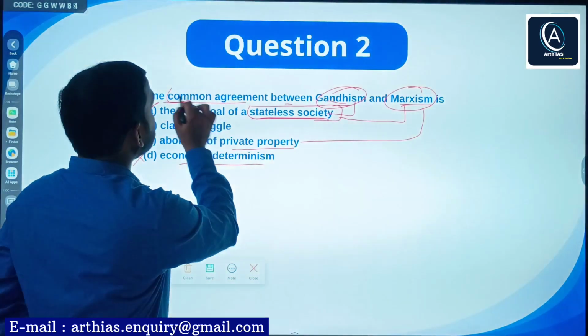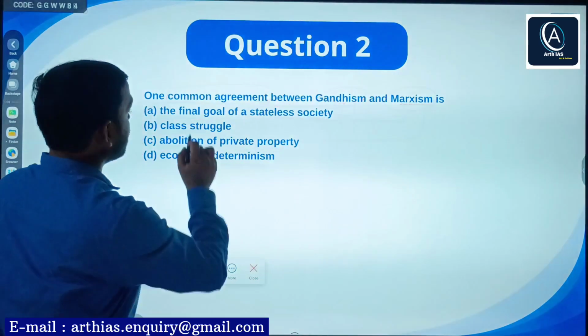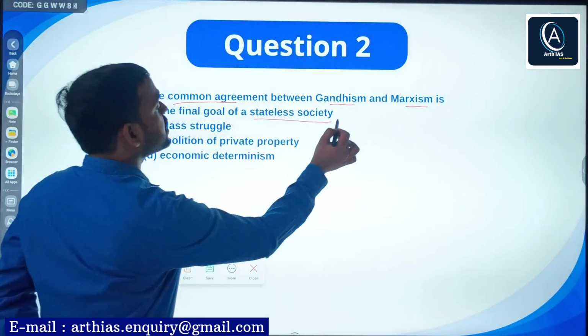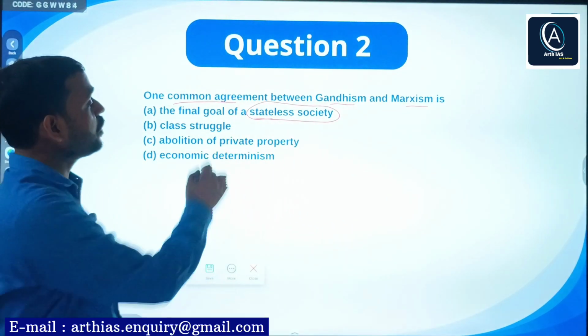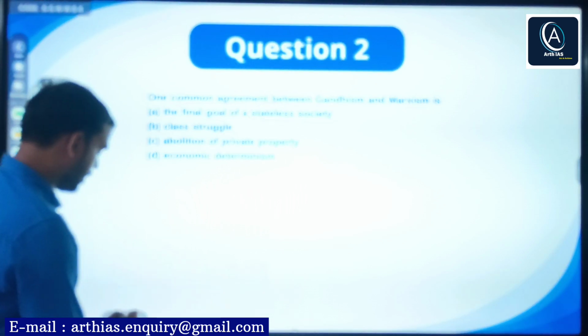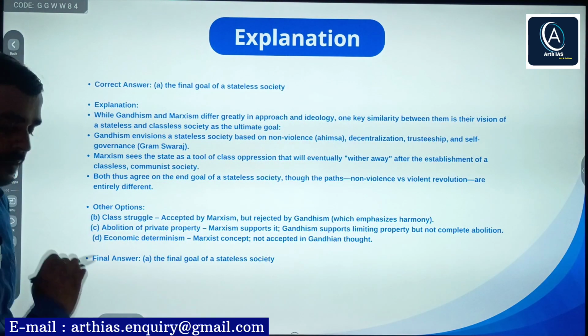Means the common agreement between Gandhism and Marxism is the final goal of a stateless society. Here is the explanation. You can pause the video and read.